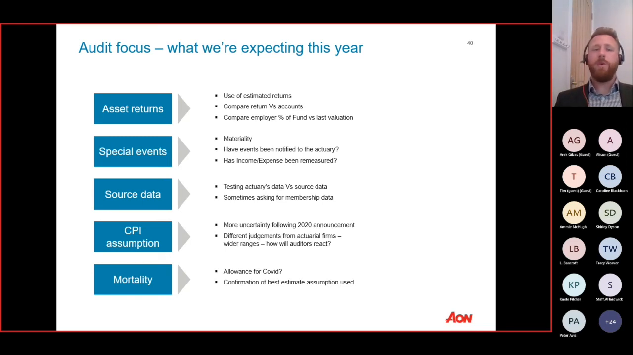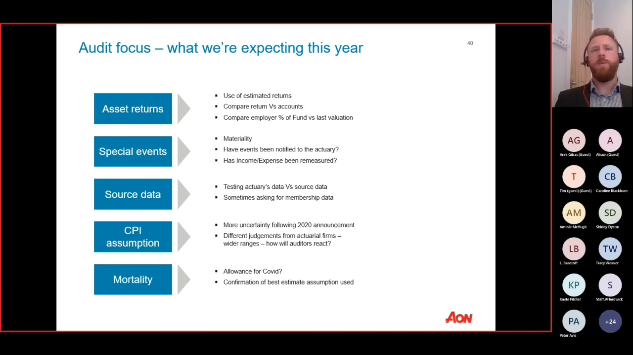The next thing is source data. So we've seen an increase in testing of source data in recent years. So basically the marrying up of the data that we've used in our calculations and the data held by the administrative authority. And some auditors have started asking us for underlying membership records. That's not something that we're able to provide because it's not our data to give, although we are often provided with cuts of the fund's data for other purposes, such as the actuarial valuation.